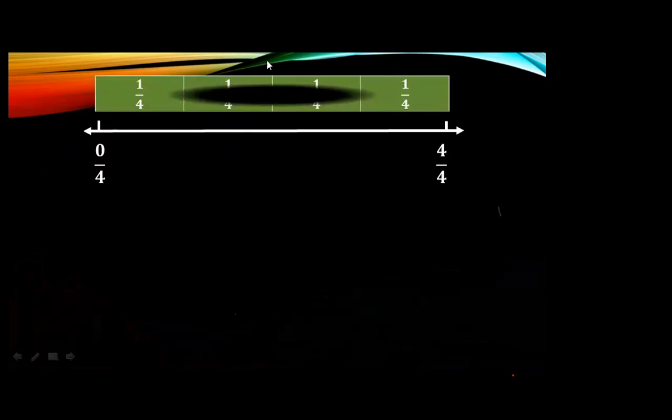We have another example. We have 0/4 and 4/4. That means we will divide the number line into how many parts? In the denominator we have 4, so we will divide it into 4 equal parts by the strips. 4 equal parts means quarters. How many quarters? We have 1, 2, 3 and 4. 1, 2, 3, 4.